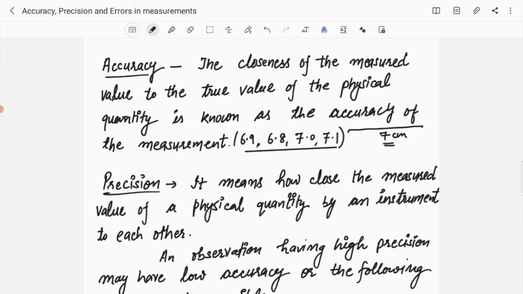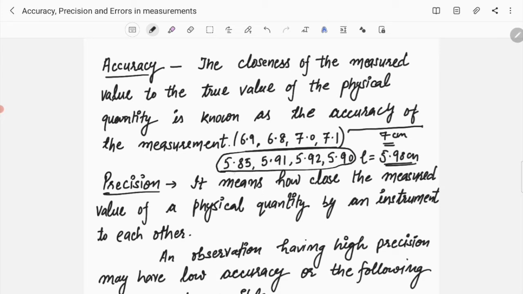We can take one more example. Suppose we have a glass slab and we are going to measure its length, and its exact length, that means the true value of the length, is 5.98 centimeter. Suppose we are measuring it with the vernier calipers and we have some results like 5.85, 5.91, 5.92, 5.9. These are the measured values.